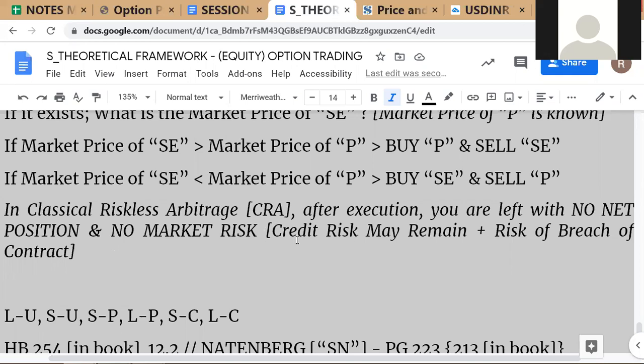So these kinds of risks can remain after you do CRA, but there is no net position and there's no market risk. Okay? And so a profit is locked in. So after execution, you're left with no net position, no market risk. And just to make it clear, just to go back to what Utsav was saying, why would I do it if there is no money for me? Obviously, and a profit that is, we say, locked in.